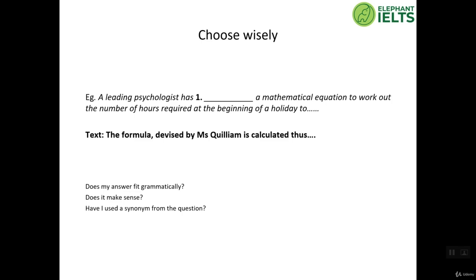Look at the text again. The formula devised by Miss Quilliam is calculated. Well, calculated is a verb in the past participle, but can that be the answer? Well, no, it can't, because calculated is a synonym for to work out. So the answer is devised, because that is a verb in the past participle.